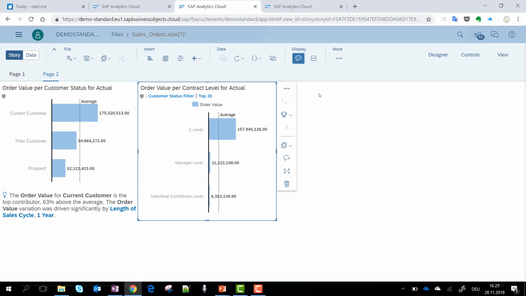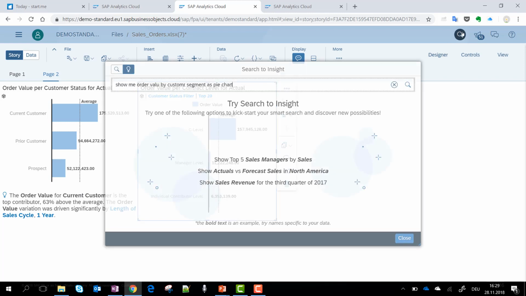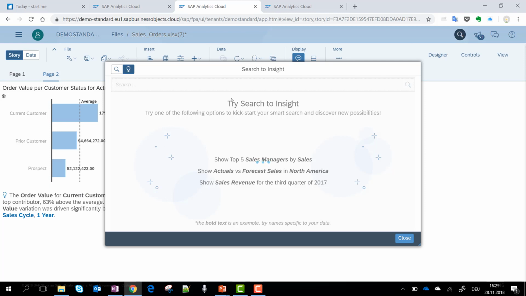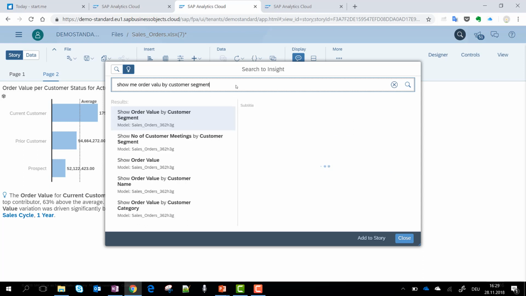So and then this goes on. So again, I could add my Smart Insight. I could continue drilling here. But by the same token, I could interact with the system in a completely different way and say, you know what, I'd like to see order value by customer segment. So I misspelled value.